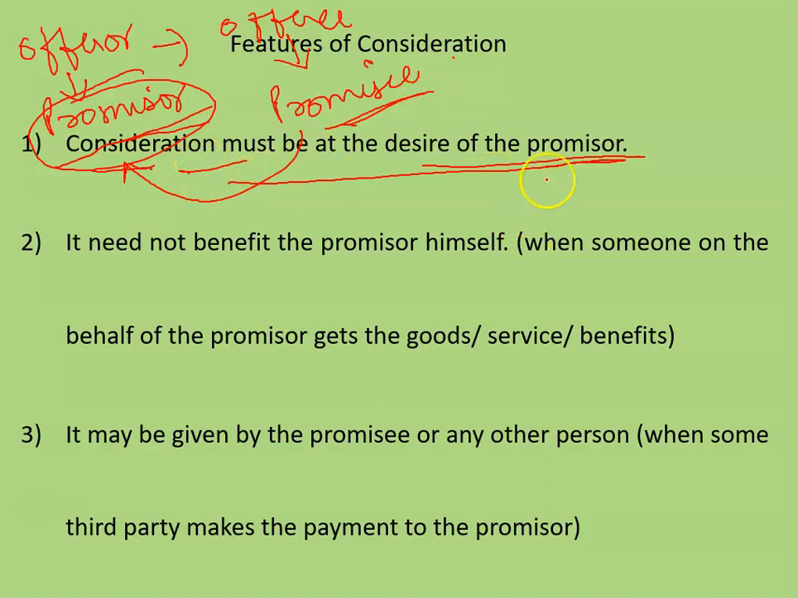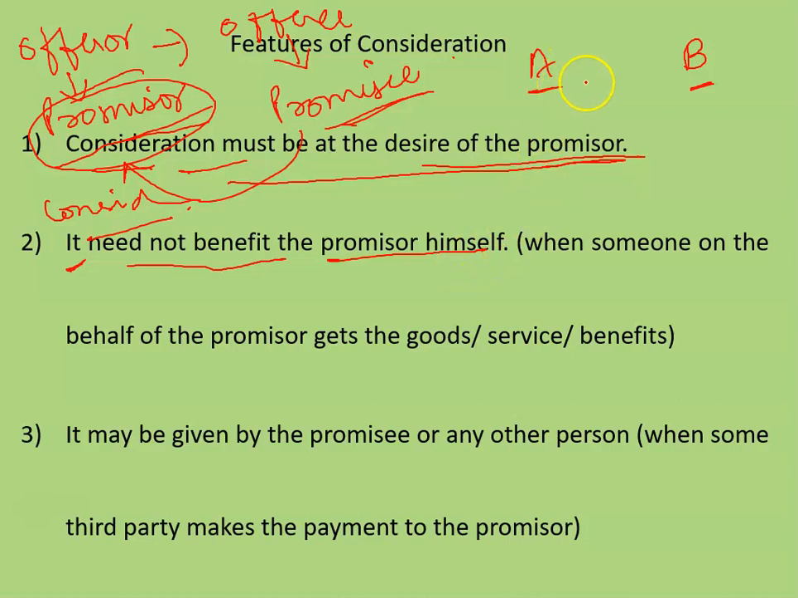Next one says that it need not. What is the meaning of it here? It means consideration need not benefit the promisor himself. What does it mean? It is written here, A and B, two people. This is A and this is B, right? So it need not benefit the promisor himself.